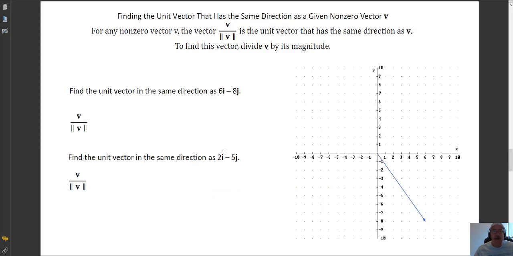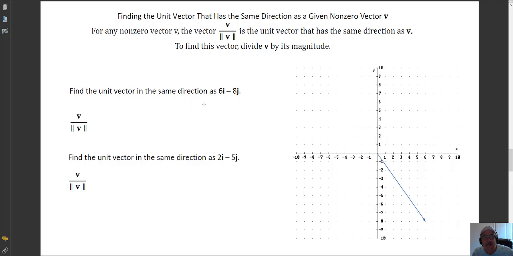All right, the next topic in our studies of vectors is what is called a unit vector. It says for any non-zero vector v, the vector v divided by the magnitude of v is the unit vector that has the same direction as v. And to find this, you just have to take the vector and divide it by its magnitude.